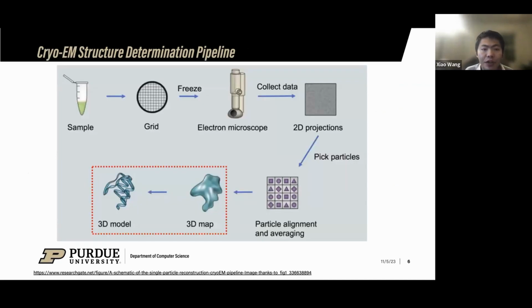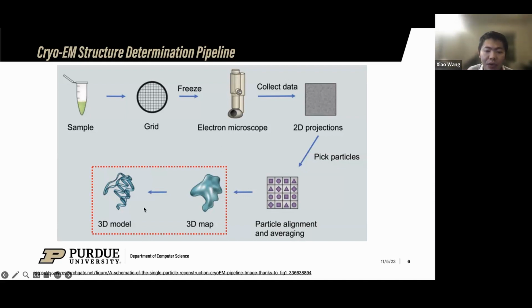I will briefly introduce the cryo-EM structure determination pipeline. So first, we collect samples by experiments, and we put those samples in the grid. Then we freeze those samples and send them into the electron microscope. By the electron beams crossing those structures, we get a lot of 2D projections at different angles. And we cluster and pick particles by particle alignment and averaging. Then we reconstruct the 3D cryo-EM maps.